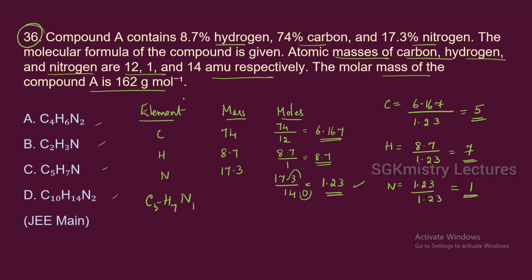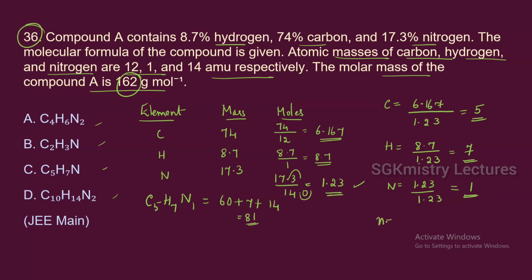Okay, so now what else is given? The molar mass of the compound is given. So for that sake, we need to find out the molar mass of this particular formula, the empirical formula that we have got. So 12 into 5 is 60. H7. Next, nitrogen is 14. So we have 60 plus 7 plus 14, that is 81. So molar mass is given as 162.